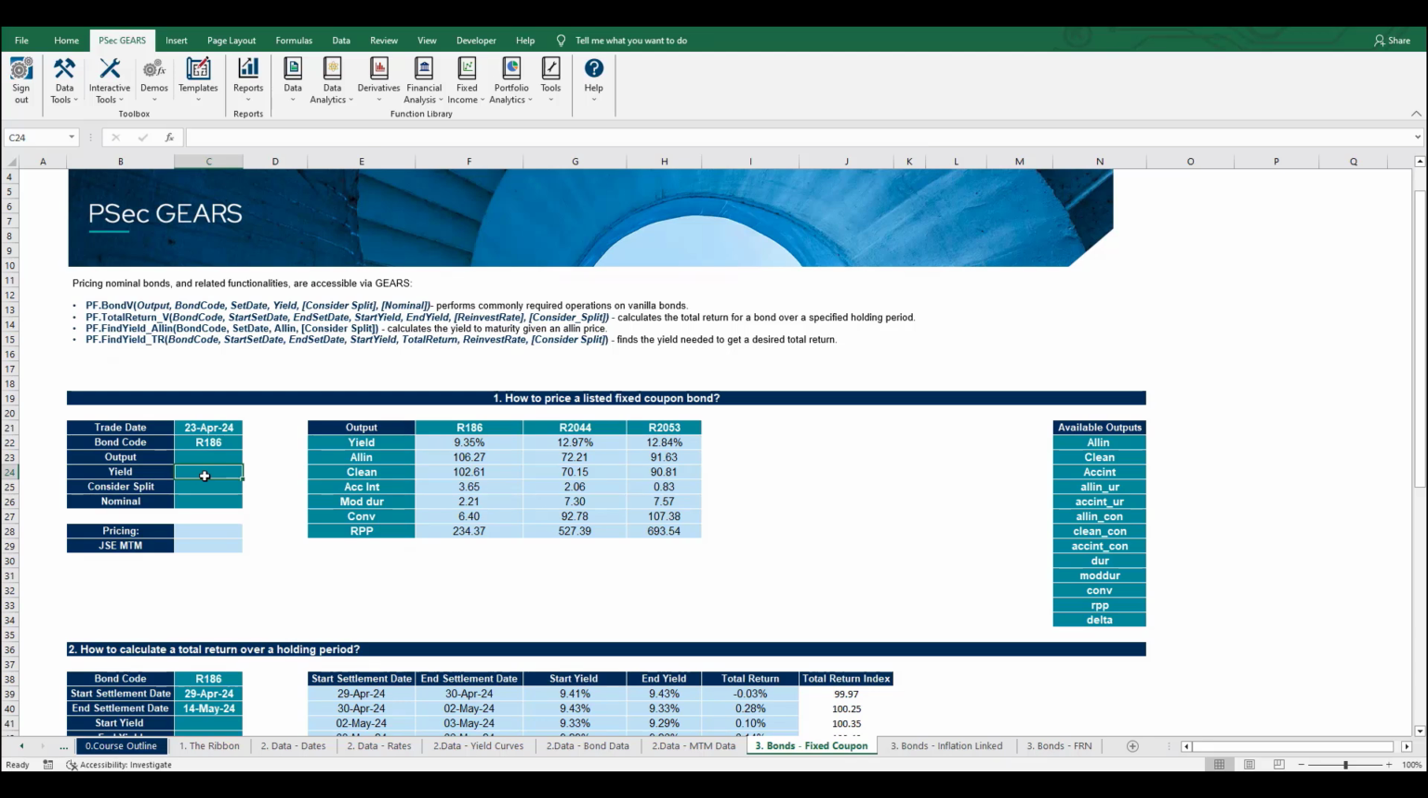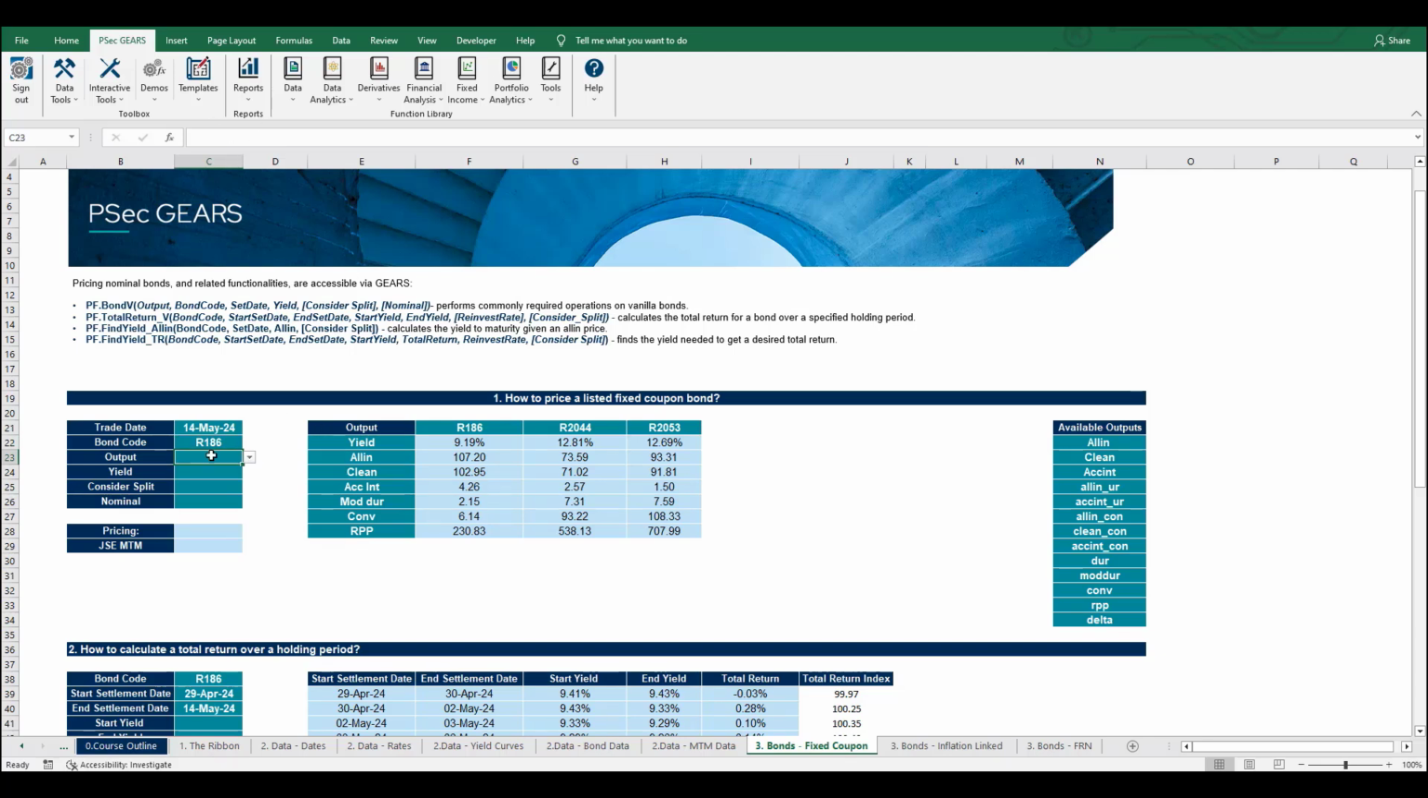So from the theory, what do we know? What changes? The first thing would be the trade date and the relative settlement date, but also the yield at which your bond trades. So if we want to trade on the 23rd of April, actually let's update this to today. This one, so for yesterday. And we want to trade the R186.